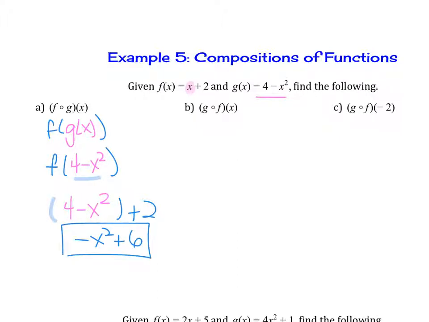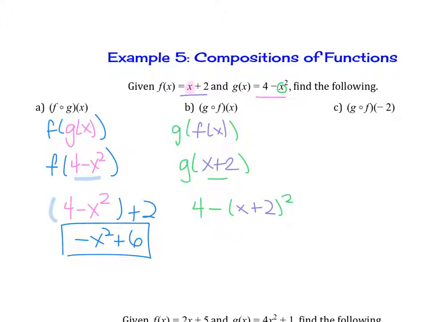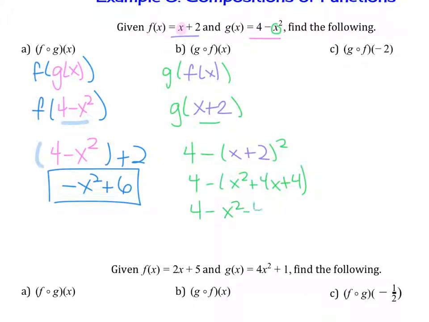Then I'll do the opposite, g of f of x. So we'll write g of f of x. We will replace the f of x inside. The f of x is x plus 2. Then we're going to take this x plus 2 and put it in where we see the x here. So it is 4 minus parentheses x plus 2, and this is squared. So now we have 4 minus x squared plus 4x plus 4. If we distribute the negative, we have 4 minus x squared minus 4x minus 4. Then the 4's cancel. So we have negative x squared minus 4x is g of f of x.